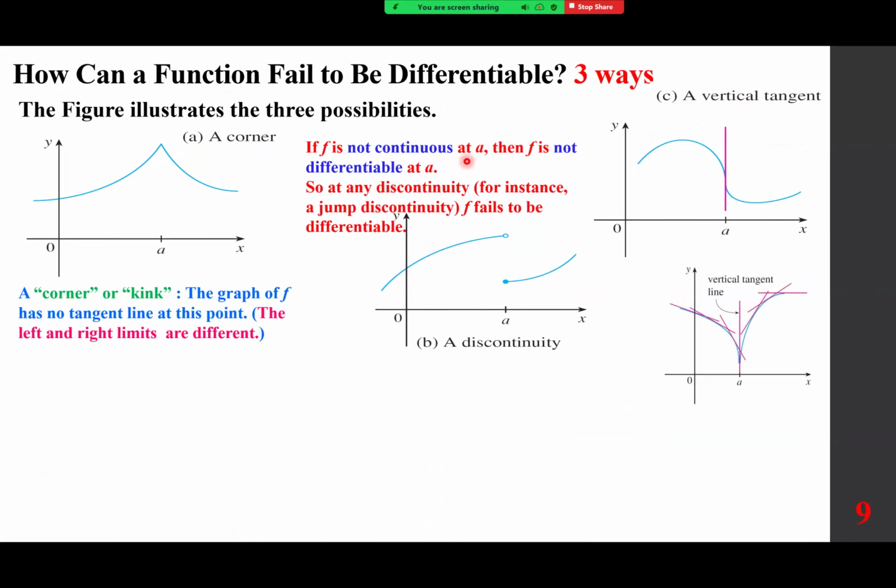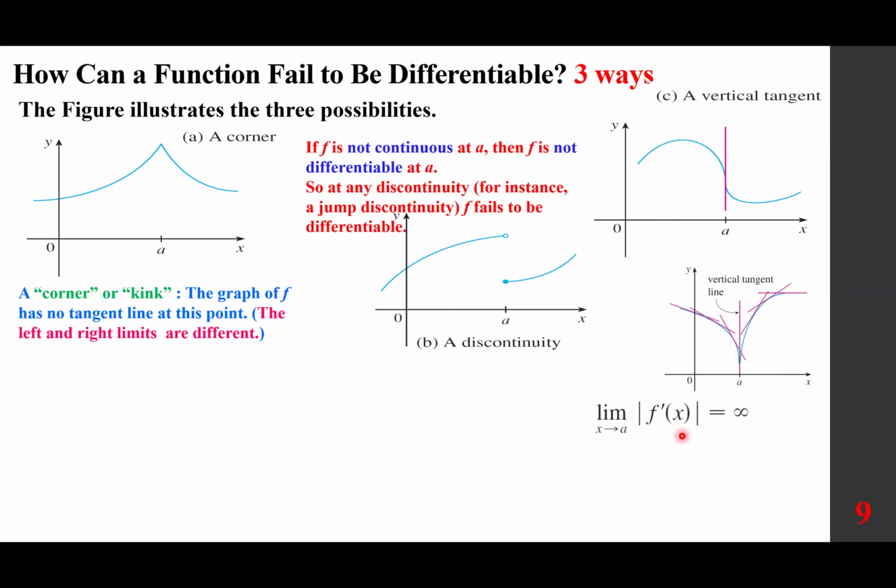If f is not continuous at A, for example here, then f is not differentiable at A. So at any discontinuity, for instance a jump discontinuity, f fails to be differentiable. If you look at the definition of f prime at A, you see the limit must exist.